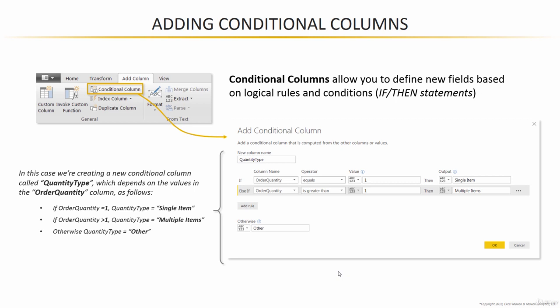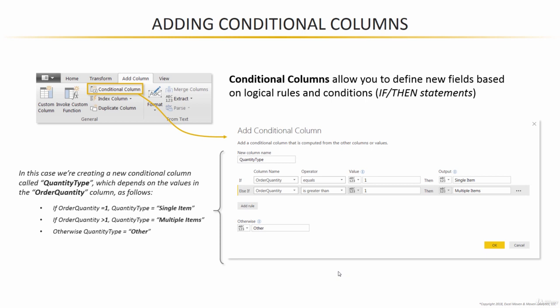So we can tell Power BI for any row in our table where the order quantity equals 1, I want to set my quantity type equal to single item. If my order quantity is greater than 1, I want to set my quantity type to multiple items. And then you always have this kind of catch-all value, the if false otherwise statement, at the end. That's basically the value that you want your column to take in the case that all of the line items above are false.